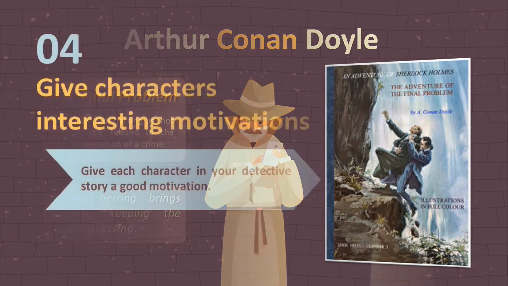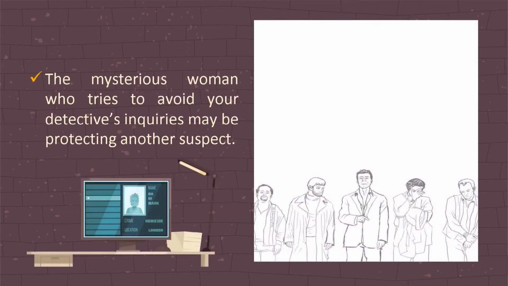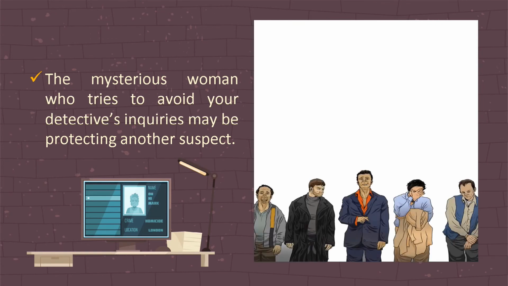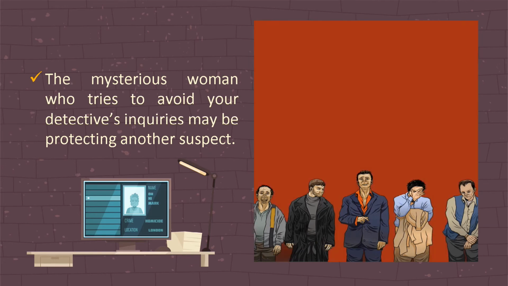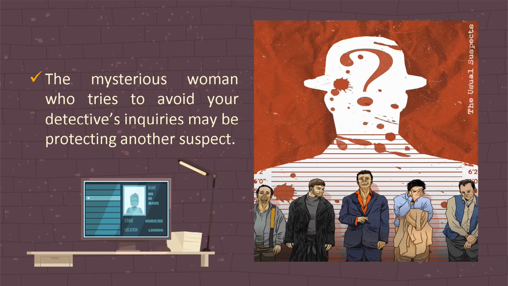Number 4, give characters interesting motivations. We should give each character in the detective story a good motivation. An example: the mysterious woman who tries to avoid your detective's inquiries may be protecting another suspect. This other suspect isn't the true perpetrator but has an incriminating alibi. Because she's protecting him, she herself becomes a suspect.